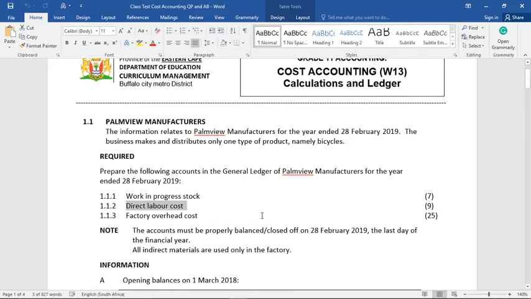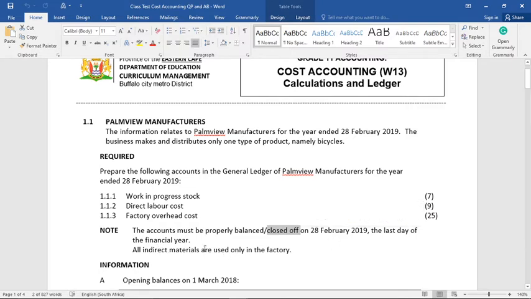There is a note here that says the accounts must be properly balanced or closed off at the end of February, the last day of the financial year. The word properly balanced means that there's going to be a carry down and brought down, and closed off means that there is no balance at the end of the year. So you should know which get closed off and which are balanced.